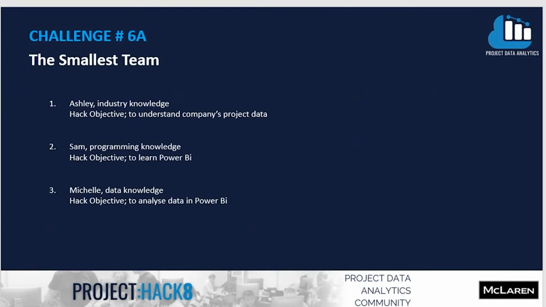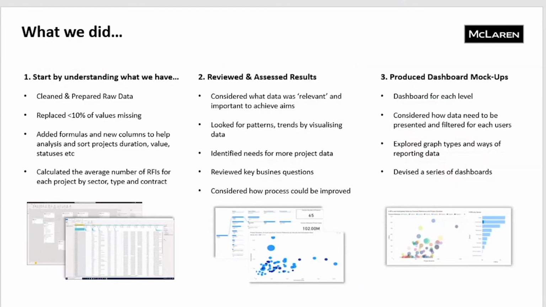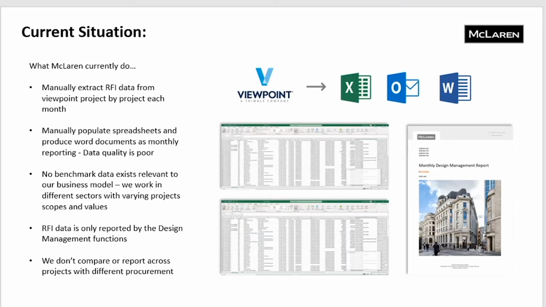We are a team of 3 people, which dropped to 2 people on the second day, which means we had to be really focused about which parts of the challenge to develop. We were provided with 2 spreadsheets at the start of the project. We broke it down into 3 stages, and we spent some time understanding the data we had and cleaning up that data. We then reviewed and assessed the results and looked at the different ways information could be presented before providing some mock-ups as part of our project proposal.